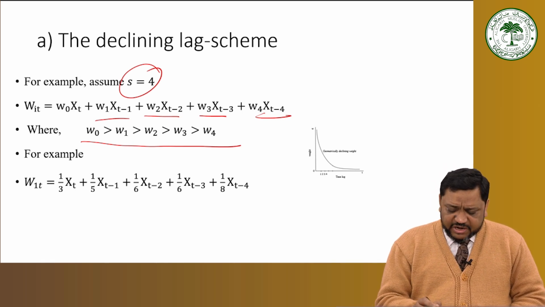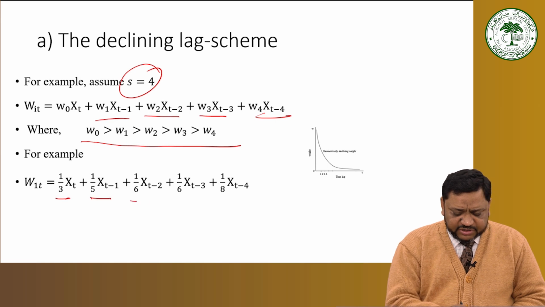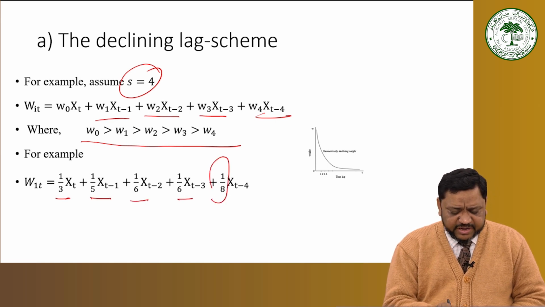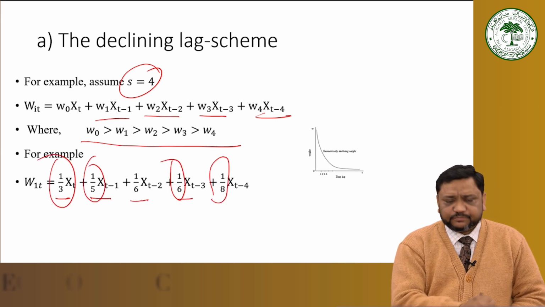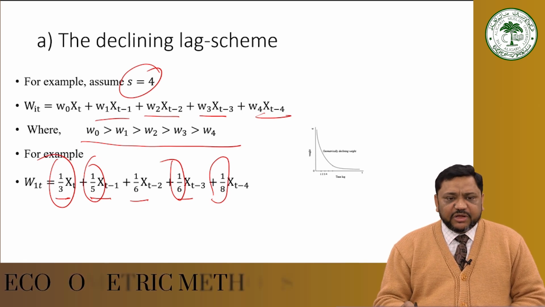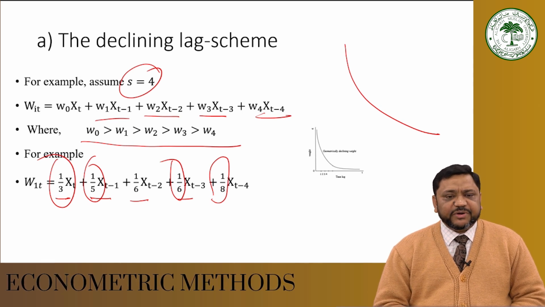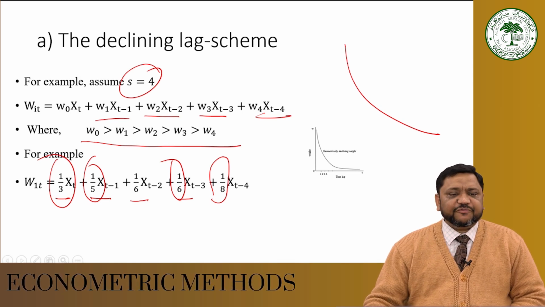So here we can see the weights 1 by 3, 1 by 6, 1 by 6, 1 by 6, 1 by 8. So it is reducing, and that is why you have this picture where you are seeing geometrically declining weights over there.